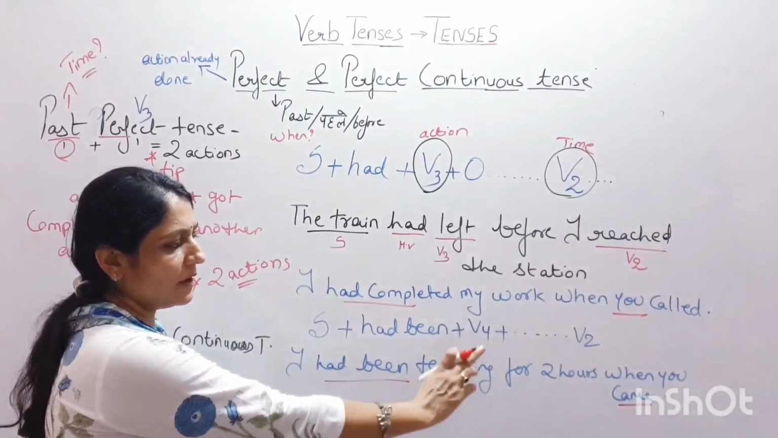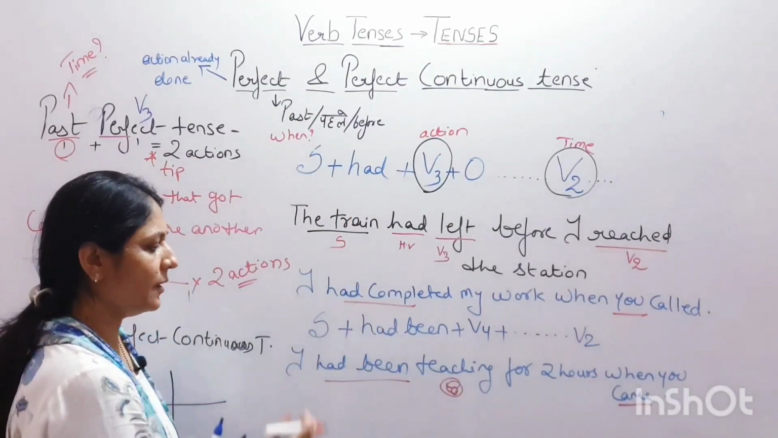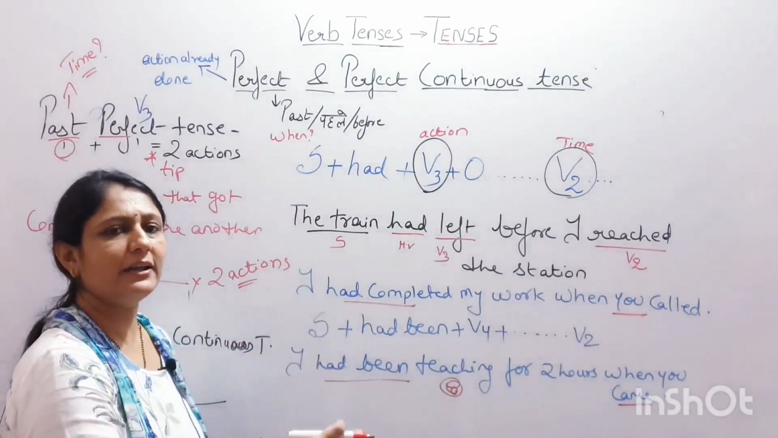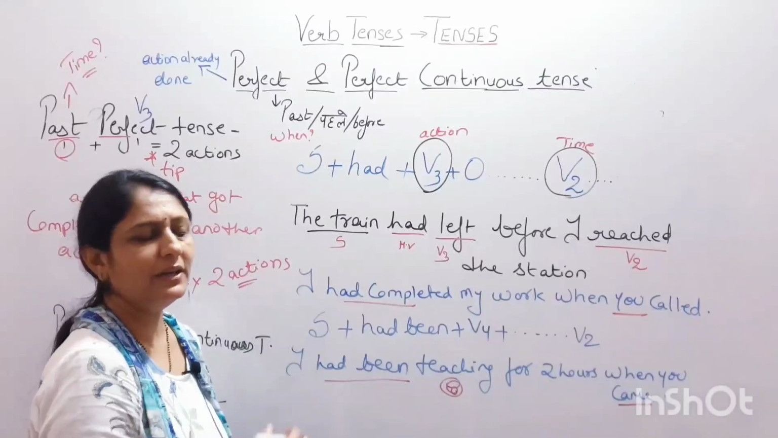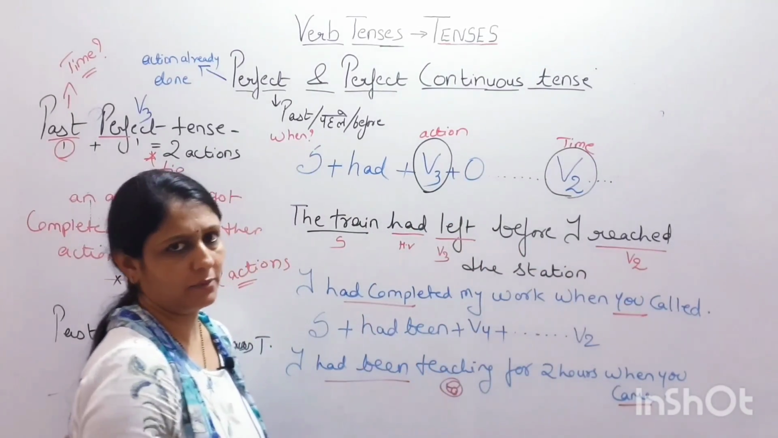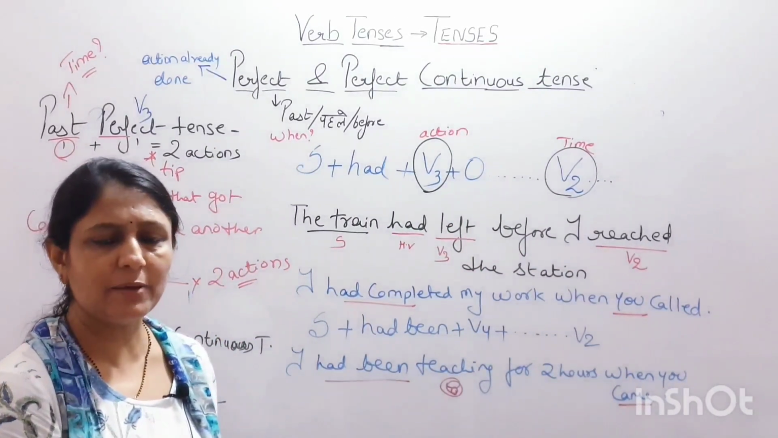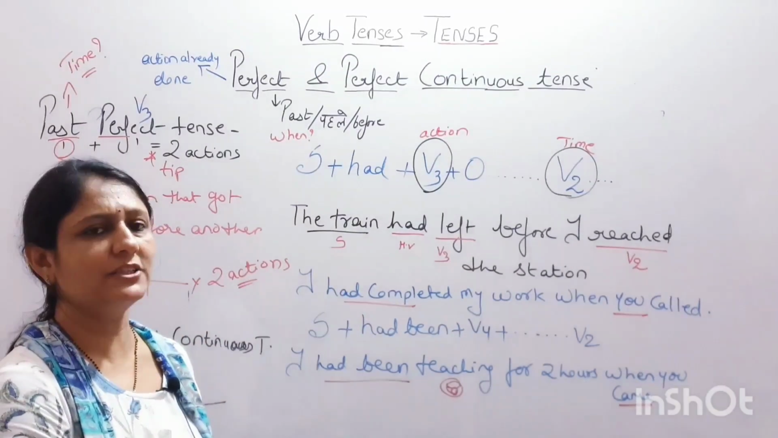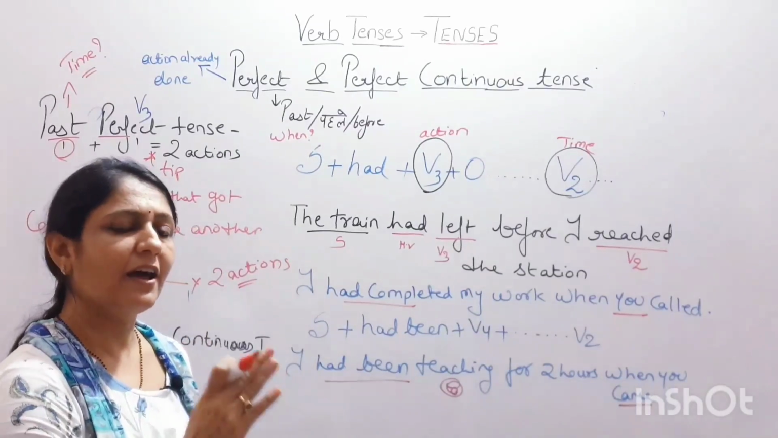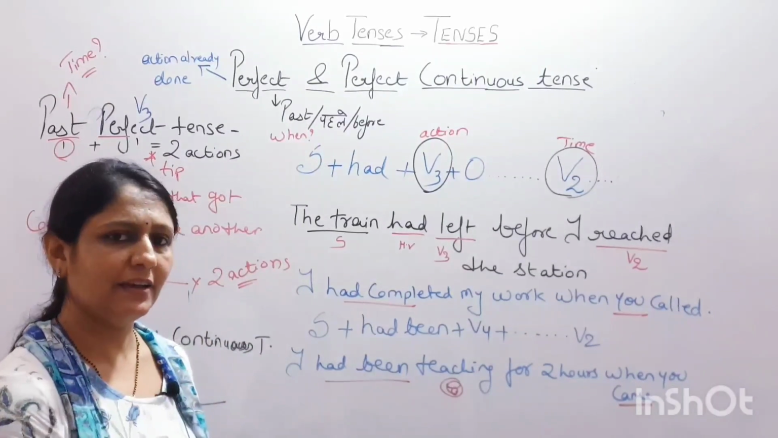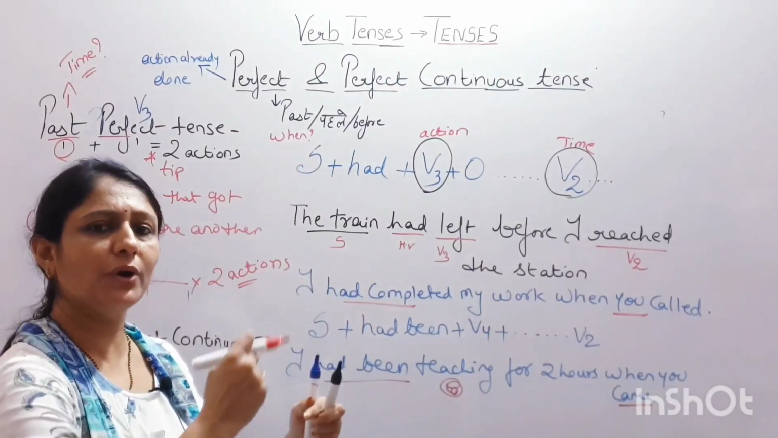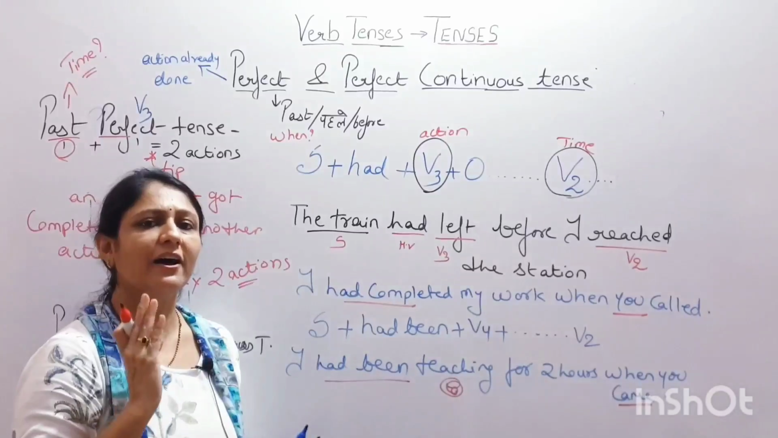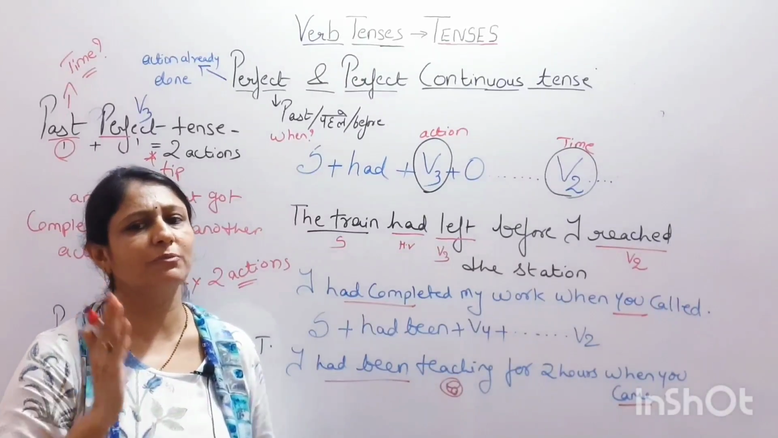But the action got stopped when you came. It means the action was in continuation for 2 hours and it stopped when the second action happened. That means another person came. There can be another example. I had been searching my office address for 2 hours until I finally found it. So the action of searching was going on and on. And when did the action of searching stop? When I finally found the address of my new office.